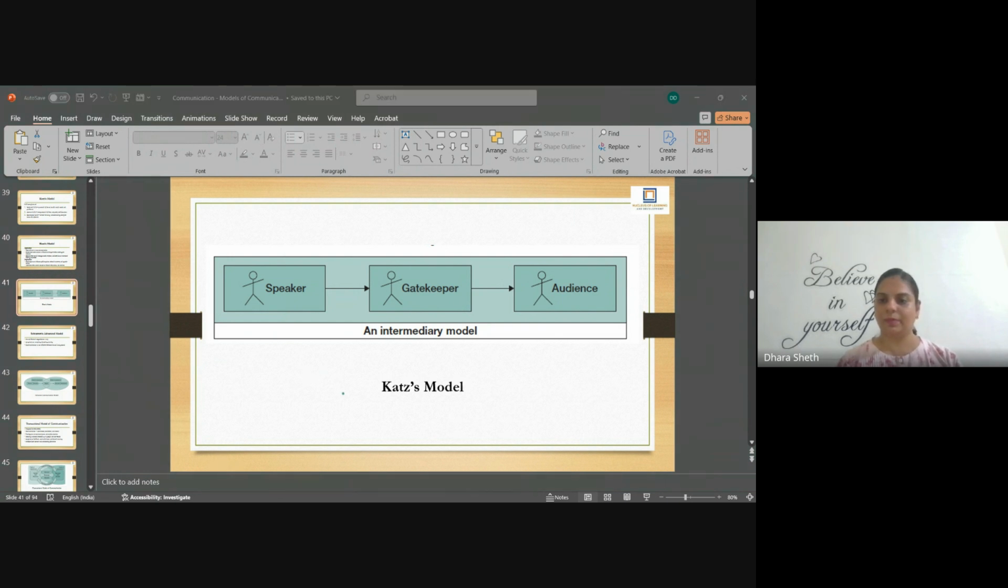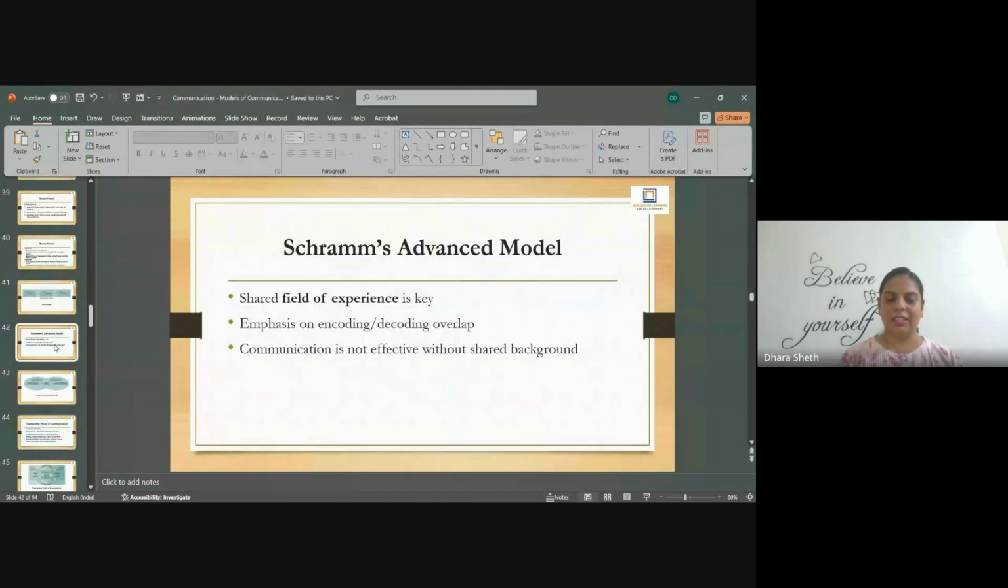Clear? But there's only this concept of gatekeeper, nothing more here. Next, now we had the Osgood Schramm model. This is the Schramm advanced model. Okay. Shared field of experience is important. Like the shared context is important. Emphasis on encoding, decoding overlap, and communication is not effective without shared background.